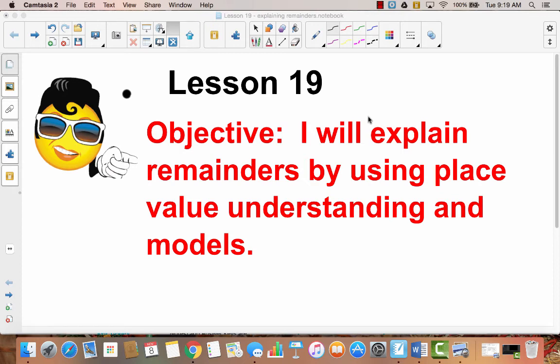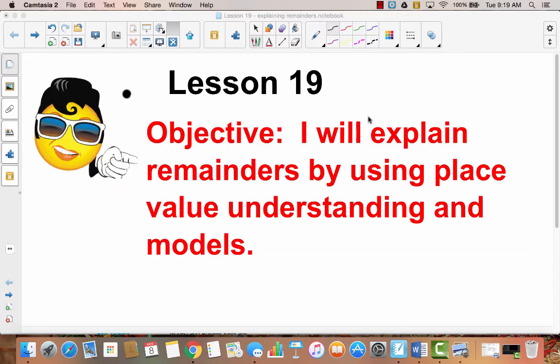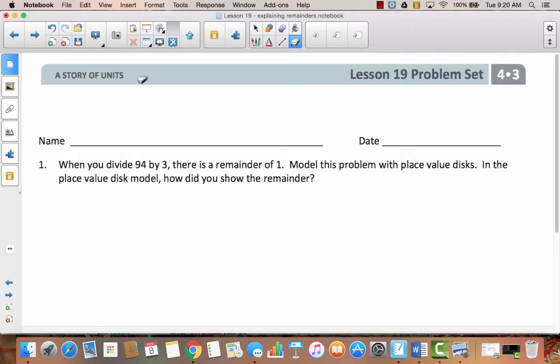Lesson 19, I will explain remainders by using place value understanding and models. First of all, I want to remind you that if you skipped the Zearn lesson, there are no Zearn notes in this lesson, but there is a lesson 19 in Zearn. So you do need to do that before you do this problem set. Write your name at the top of your problem set.